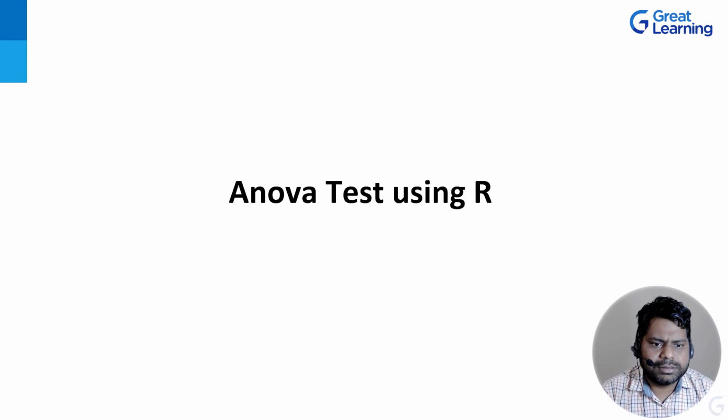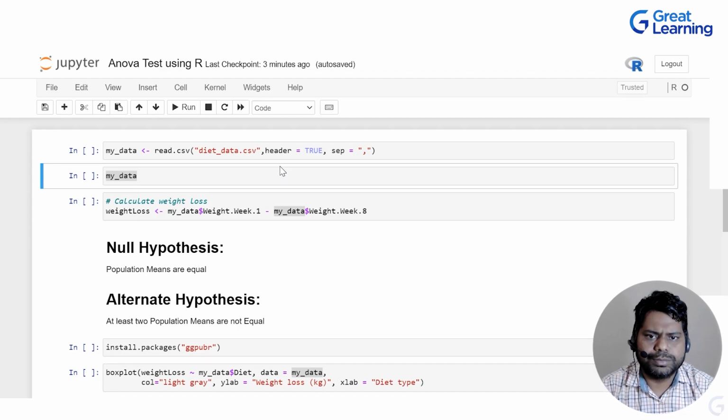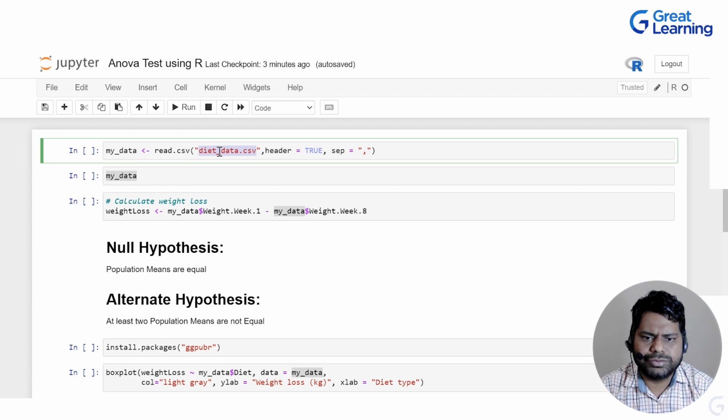Moving on to our next topic, ANOVA test using R. In this, we will be solving an ANOVA test using the R programming language. So without wasting any time, let's open our Jupyter notebook and get started. Now we have our Jupyter notebook opened. So we have opened the file ANOVA test using R. In this test, we will be using the one diet data CSV file.